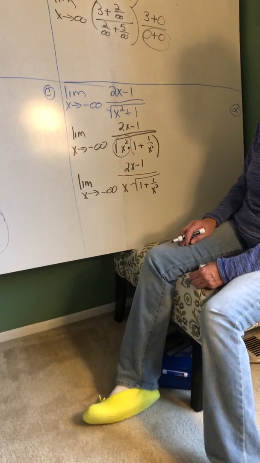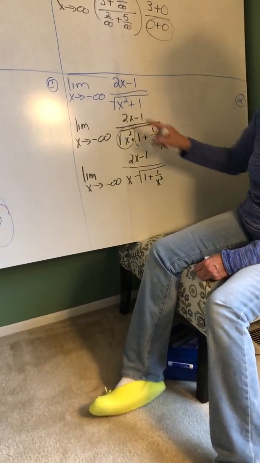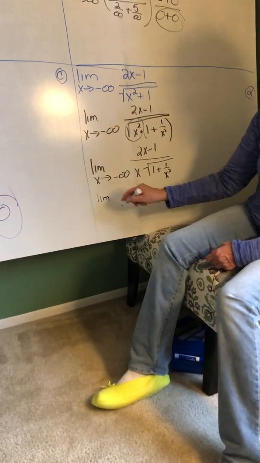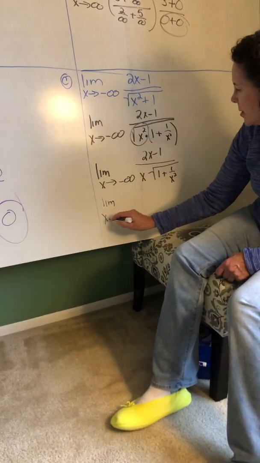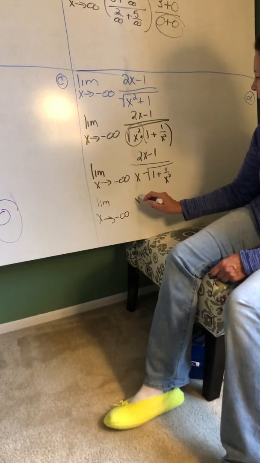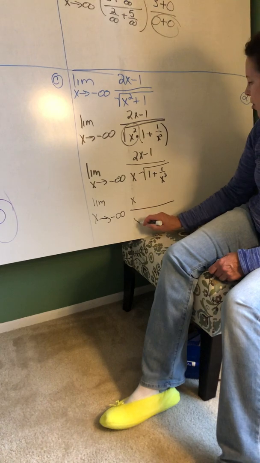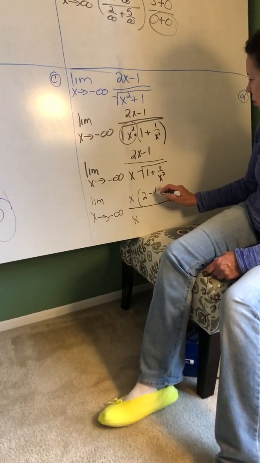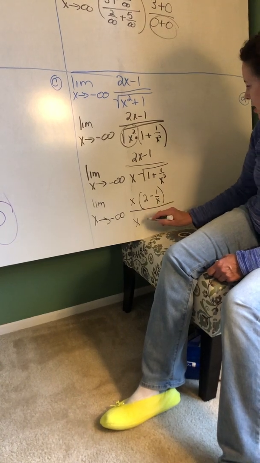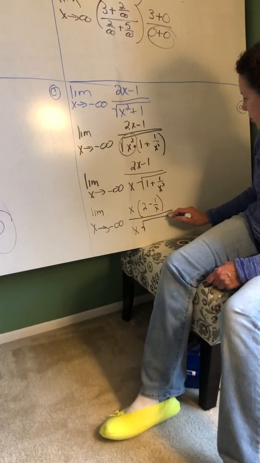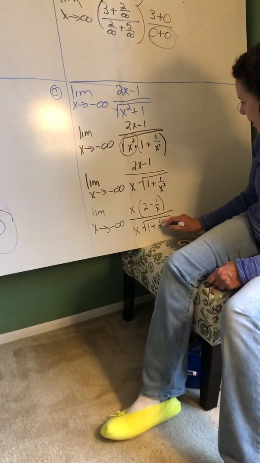I'm kind of running out of room. So if I do, I might just erase and swing back this way. Or maybe not. Can you still see this? Mm-hmm. The limit as x approaches negative infinity. I'm going to factor an x from the numerator and denominator. That would be 2 minus 1 over x, right? And I'm going to factor that x, and that will leave a square root of 1 plus 1 over x squared.